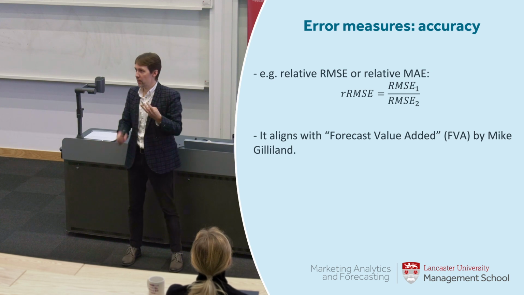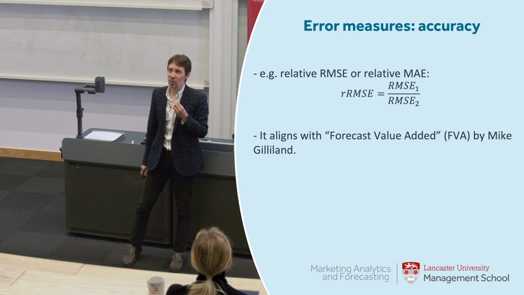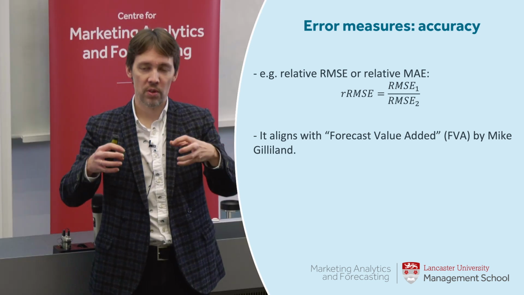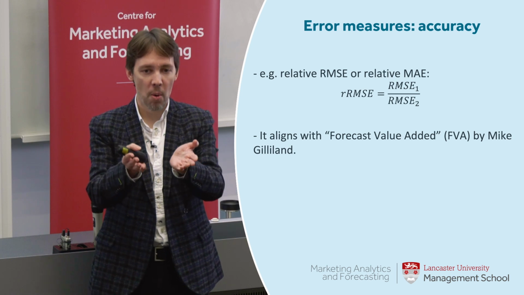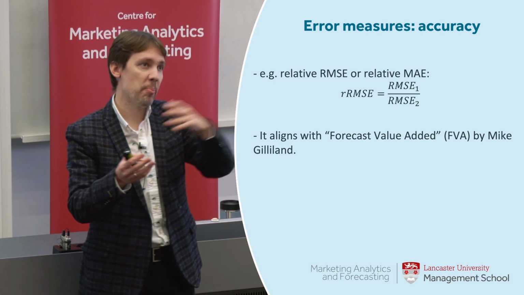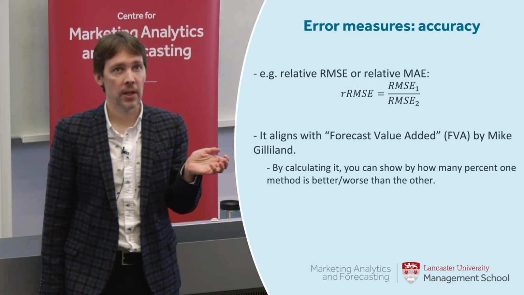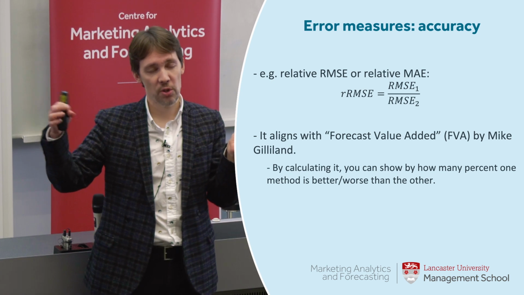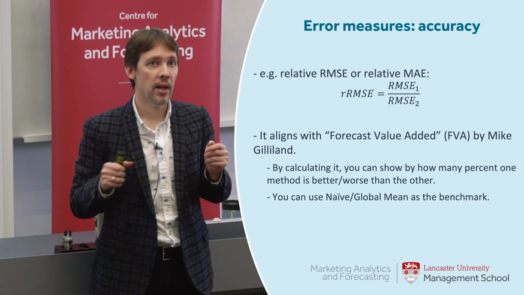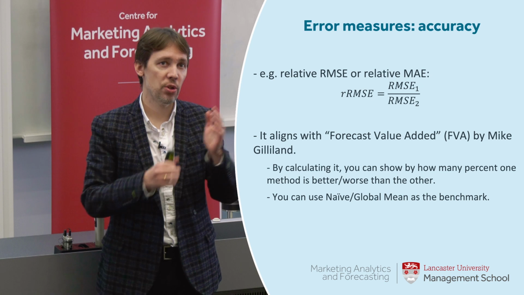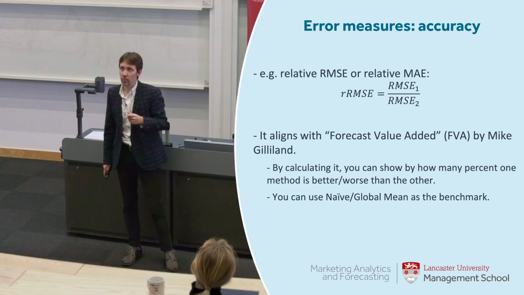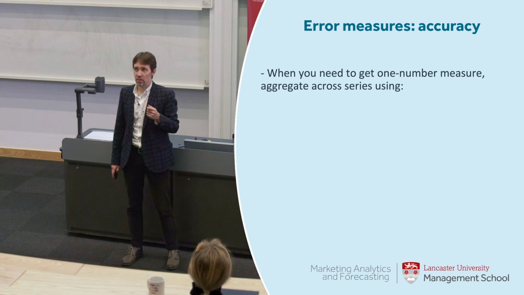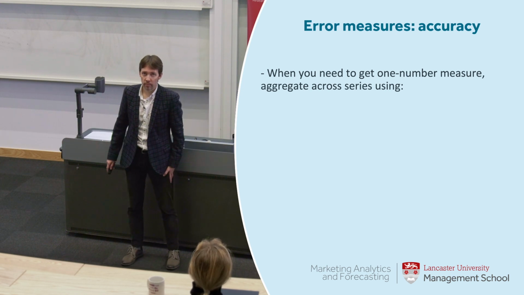This also aligns, there's the third bit, it also aligns with the so-called forecast value added by Mike Gilliland, and the idea that you're trying to see how much value your forecast brings in comparison with a simple benchmark. So you can, for example, calculate the performance of the naive method on your data, and you can say by how many percent your method is better than naive. You can also use global mean or any other benchmark depending on the situation. It might be a different thing.